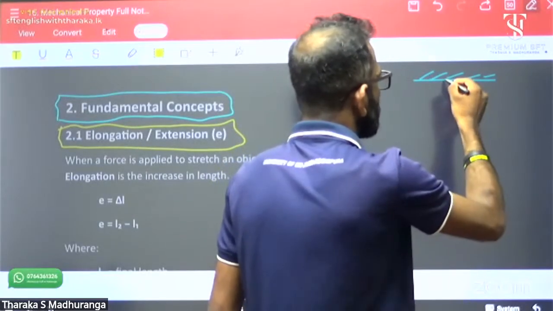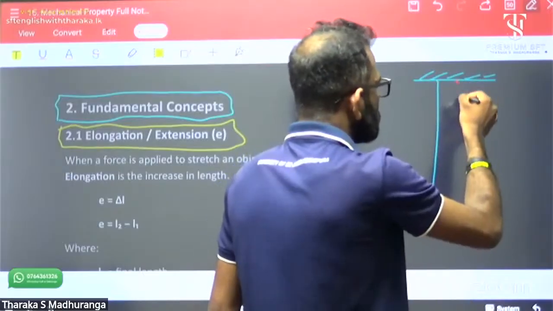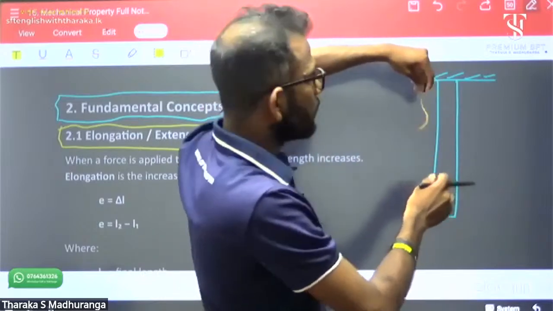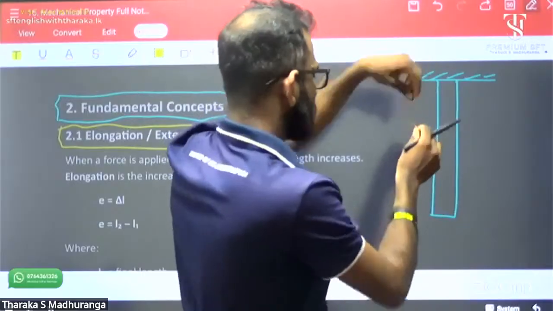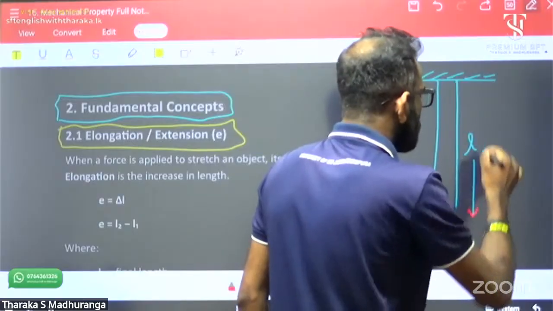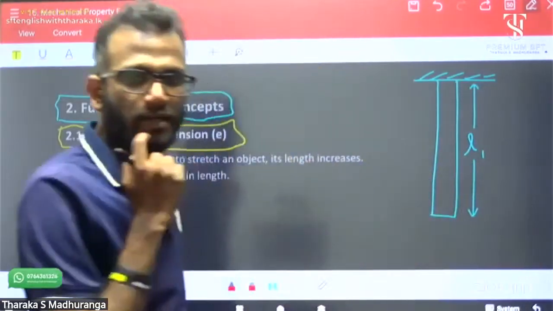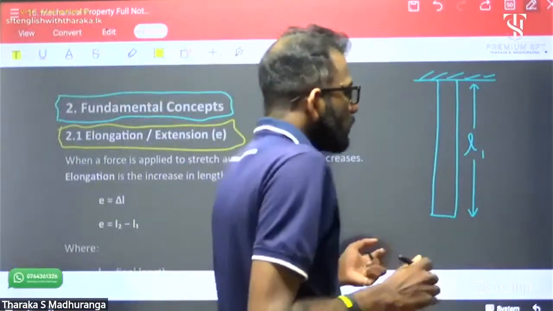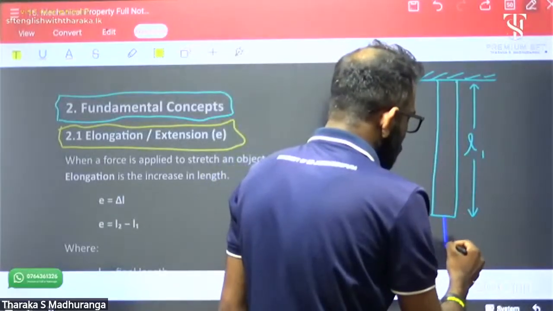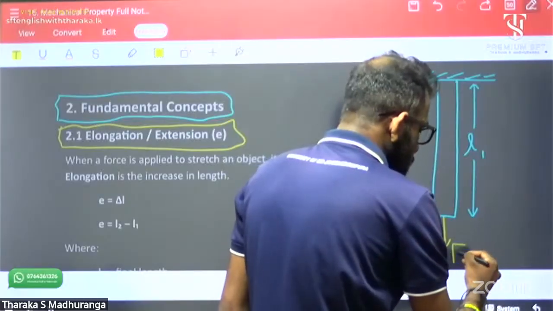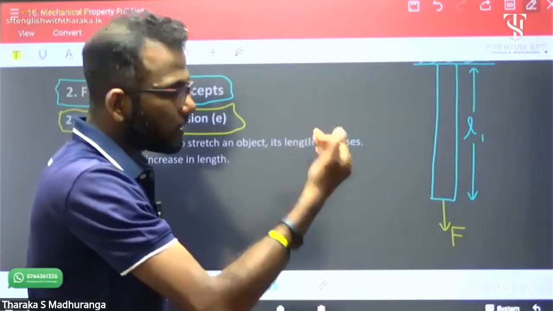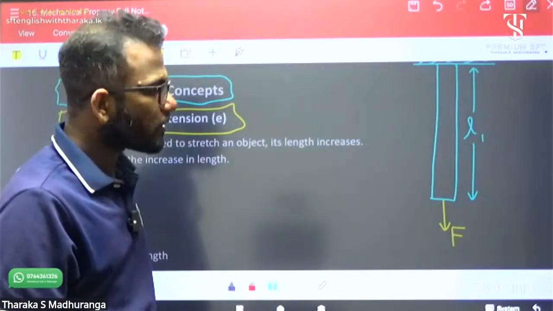Think this is a rubber string, like this. Now think its initial length is L1. Okay, now I'm going to apply an external force on this rubber string. I'm going to apply a tensile external force.